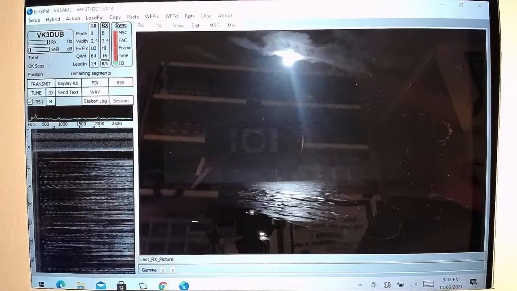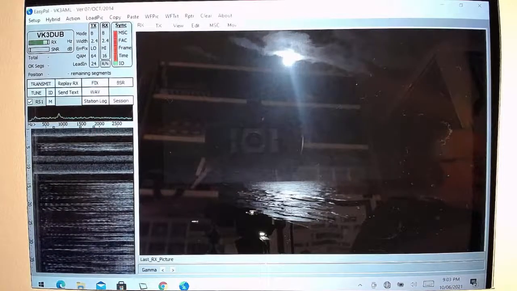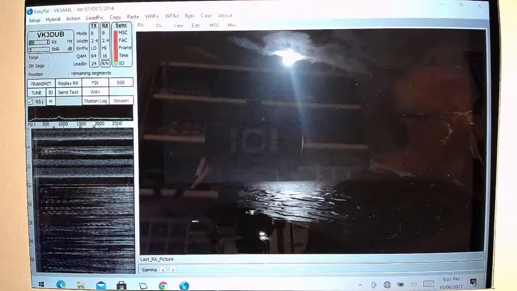VK3 Alpha Mike Lima. VK3 Bravo Oscar Tango. Chris, VK3CJN has messaged me to say that he probably won't be on tonight. VK3 Delta Uniform Bravo.